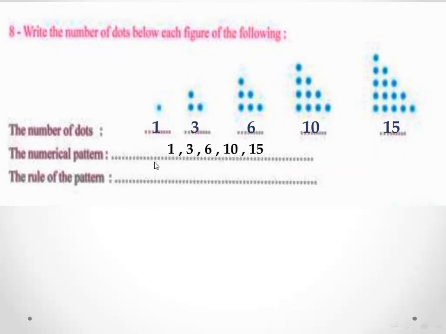The rule of the pattern: 1 became 3, so I added 2. 3 became 6, so I added 3. 6 became 10, I added 4. 10 became 15, I added 5. So the rule of the pattern is plus 2, plus 3, plus 4, plus 5.